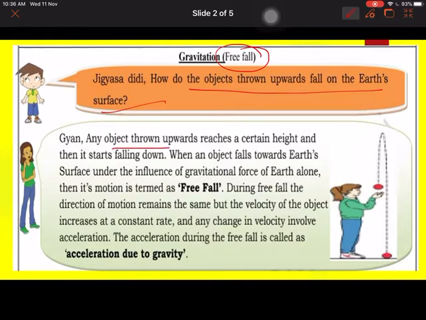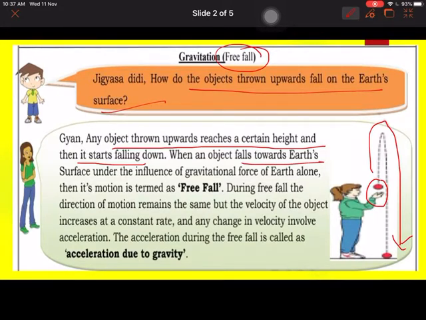Any object which is thrown upward reaches a certain height and then it turns and falls down. You can see from this, a girl is throwing a ball in an upward direction. After reaching this height, it is going to fall down. This is known as free fall. When an object falls toward Earth's surface under the influence of gravitational force alone, the motion is termed as free fall.